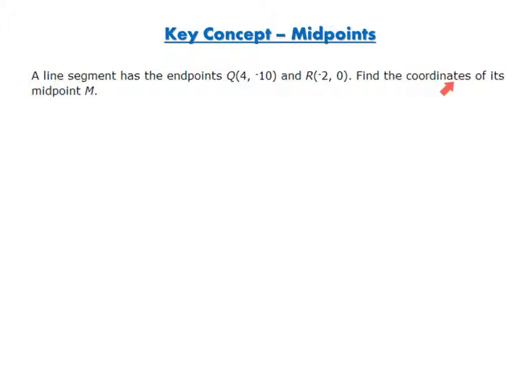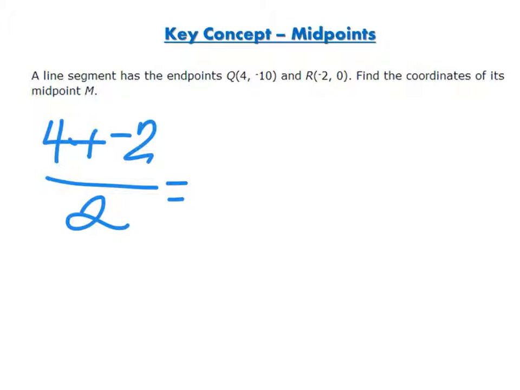It wants us to find the coordinates of its midpoint M. So I'm going to add the 2 x values, divide by 2, add the 2 y values, and divide by 2. So I'm going to take 4 plus -2 and divide by 2. 4 minus 2 is 2. 2 divided by 2 is 1.